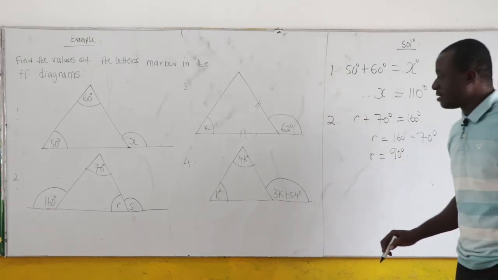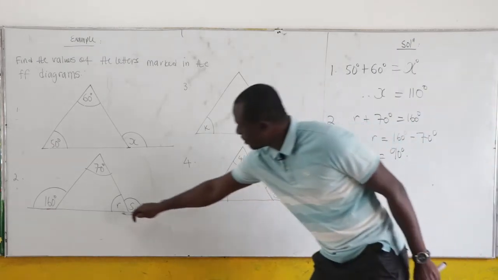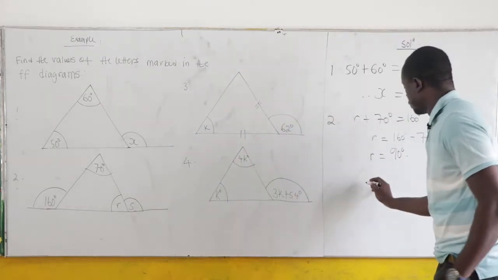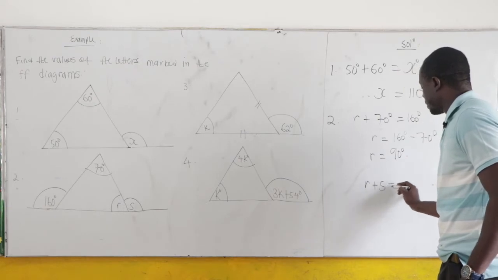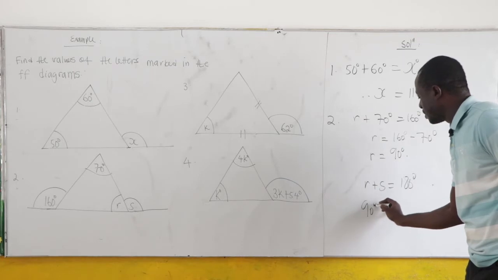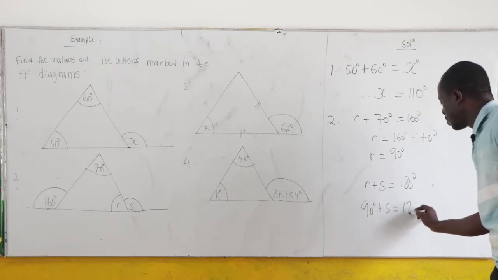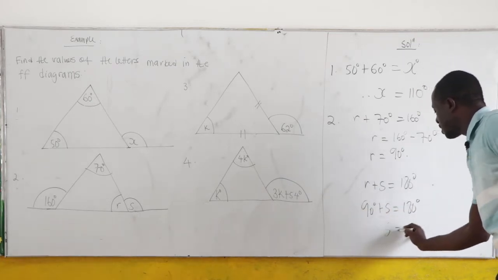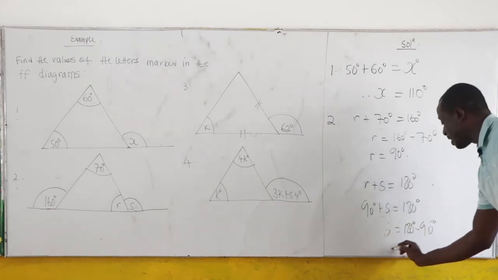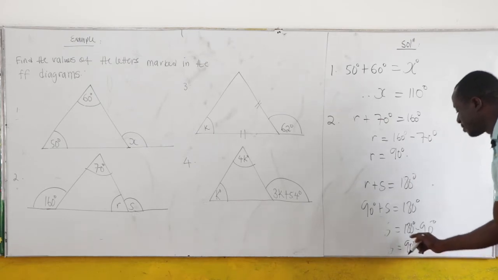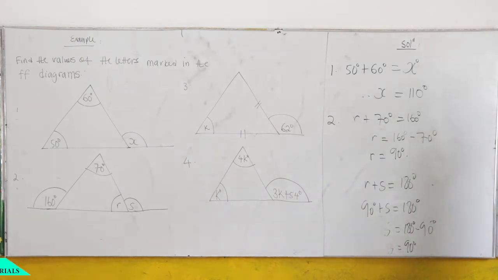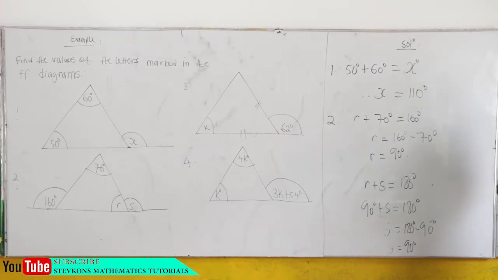degrees. Now let's see, also we have straight line over here. Sum of angles on the straight line equal to what? 180. So you can say R plus S equal to 180 degrees. Our R is 90, so we have 90 degrees plus S equal to 180 degrees. S equal to 180 degrees minus 90 degrees. Our S is, that is 90 degrees. Why 180 minus 90? This is what? 90 degrees. Remember, all this are not drawn to scale.